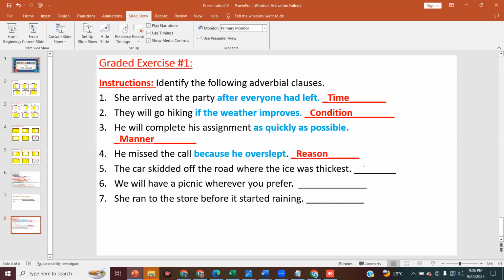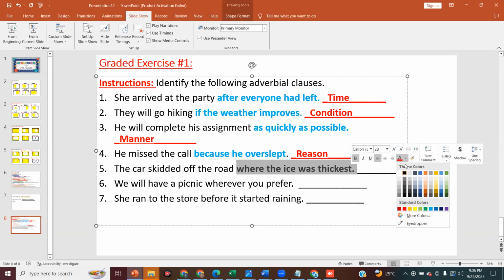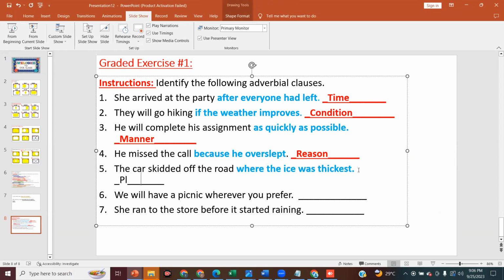Someone said they didn't understand number 5. This one is easy. The car skidded off the road where the ice was thickest. What's that? Place. Where the ice was thick. Where? That's place. How many persons got that? Where the ice was thickest. Place.